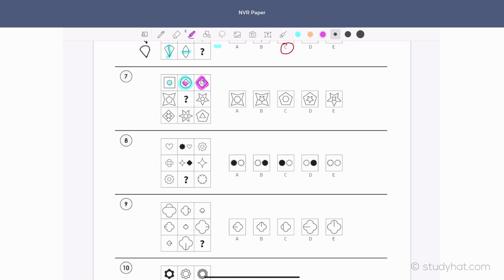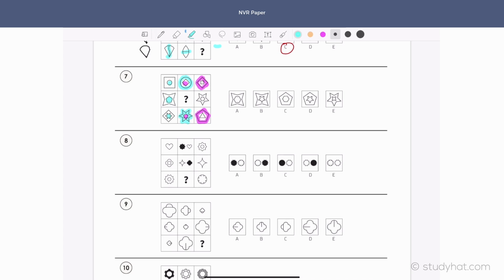Let's just check that our method works at the bottom row. This star has become the outside star. Yes. And this pentagon has become the inside pentagon. So we have a rule. That means we need this to become the outside shape.